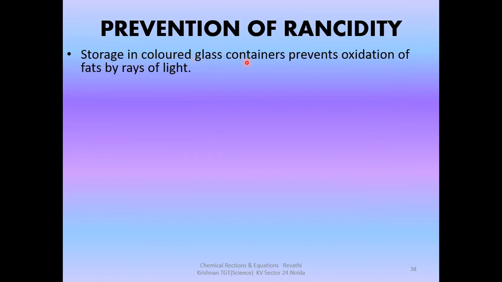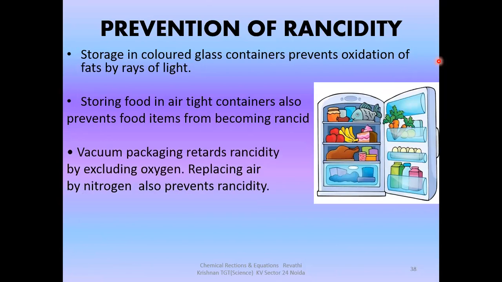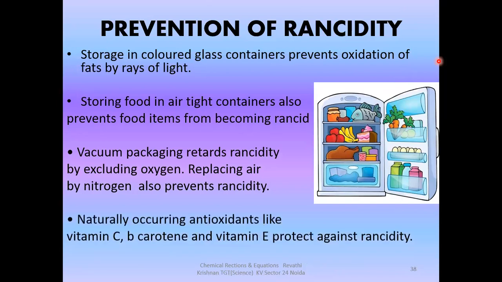Storage in colored glass containers prevents oxidation of fats by rays of light, thus preventing rancidity. Storing food in airtight containers also prevents food items from becoming rancid. Vacuum packaging retards rancidity by excluding oxygen. Replacing air by nitrogen also prevents rancidity. This you can see in your chips packets. Naturally occurring antioxidants like vitamin C, beta-carotene, and vitamin E protect against rancidity. Refrigeration of foodstuff also prevents rancidity.